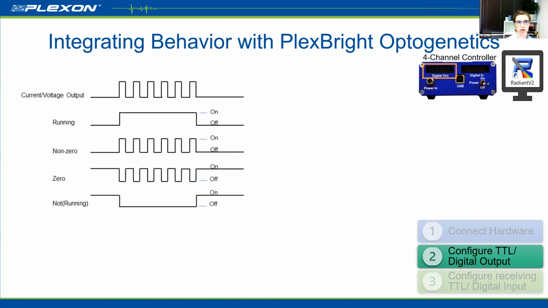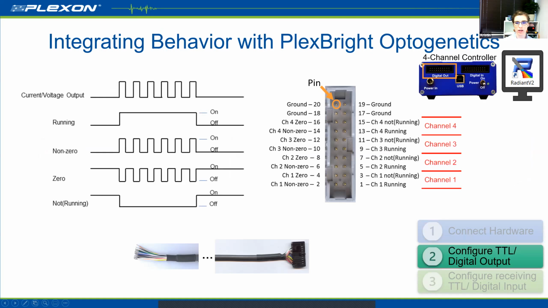So the 4-channel controller can output 4 different digital signals. These are running, non-zero, zero, and not running. And these are all referenced to the current or voltage output from the 4-channel controller. Now, each of these 4 digital outputs for each channel is mapped to a single pin. And by pin, I mean the physical metal connection in the controller connector.